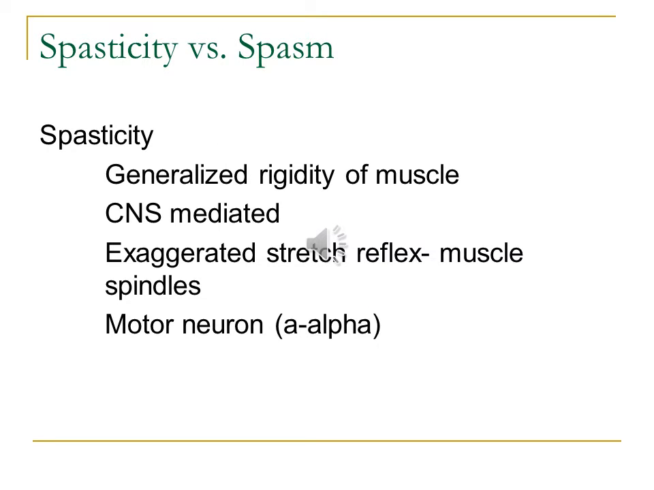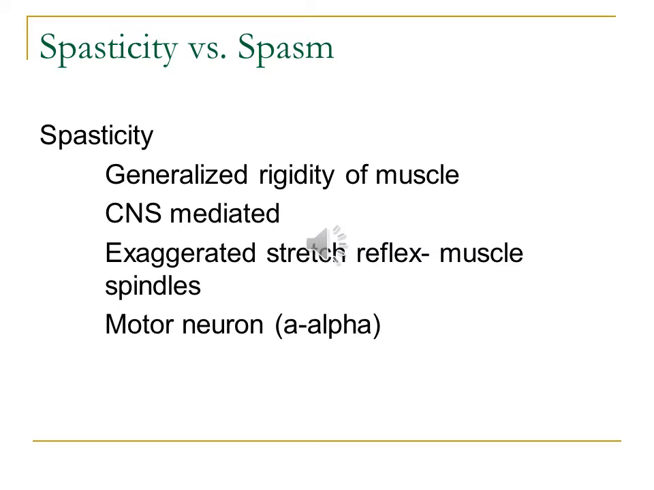Now, the differences between spasticity and spasm. When you're talking spasticity, it's generalized rigidity of skeletal muscle. So this is something that is central nervous system mediated, and what is happening in individuals who have real spasticity, again, difference between spasticity and spasm, they get such an exaggerated stretch reflex.